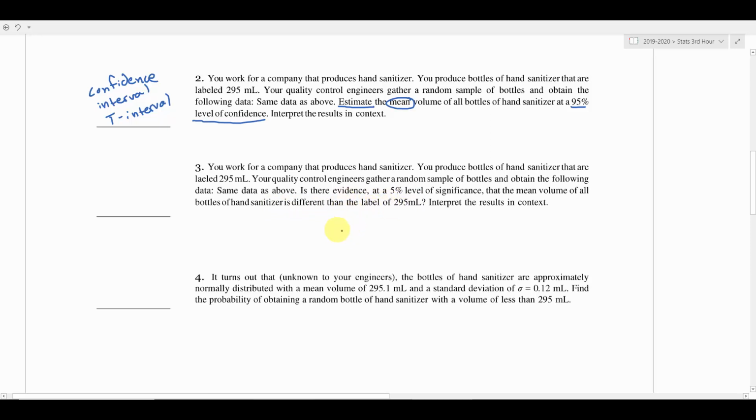Okay, so this is a claim, right? When we print that volume on our bottles, we're making a claim that the volume is 295 milliliters. We're testing whether or not our claim is good, or is the actual volume different than the 295 that we printed. So this is a hypothesis test. And the other key clue here is that they gave us a 5% level of significance, which is typically wording that's used when we do a hypothesis test. So this is definitely a hypothesis test.